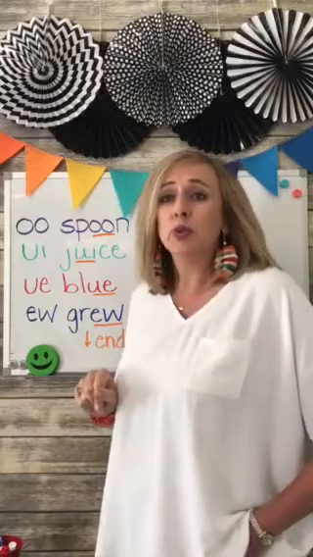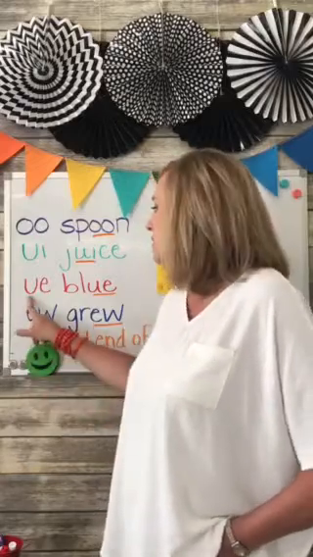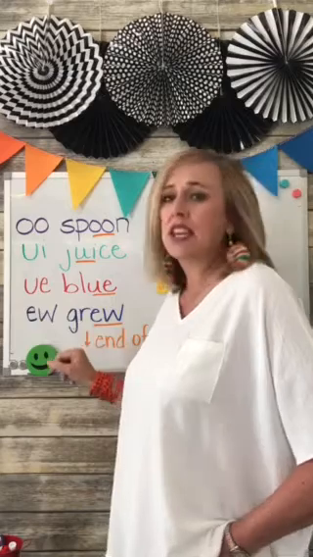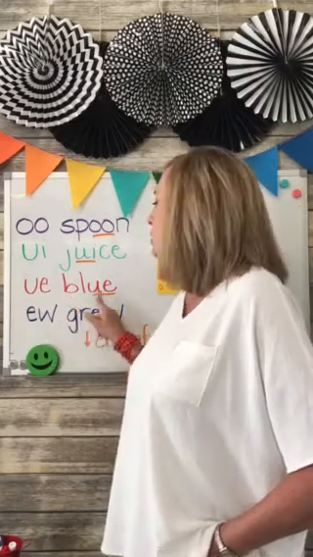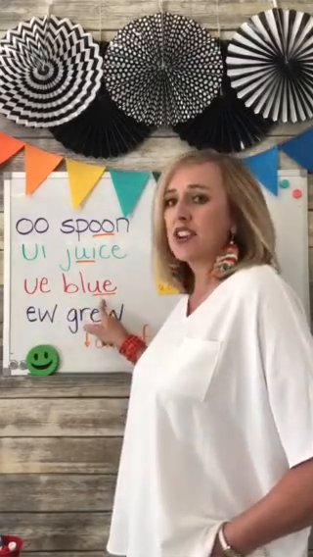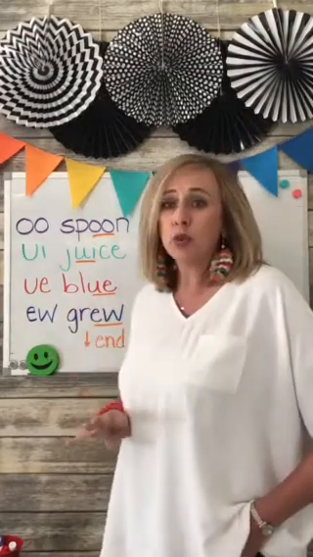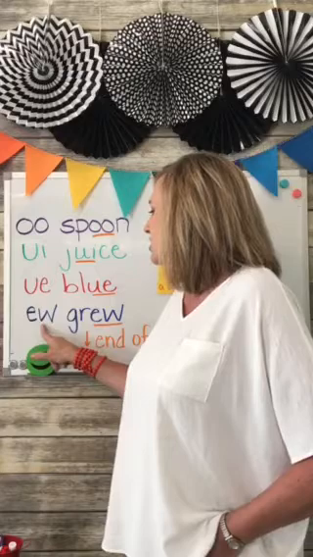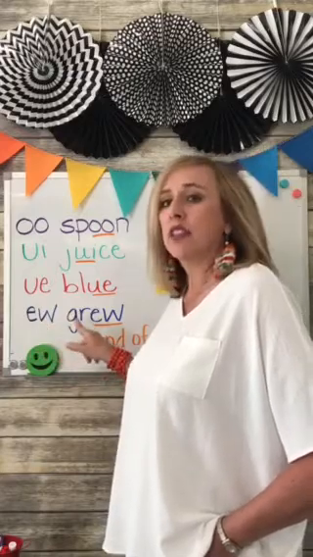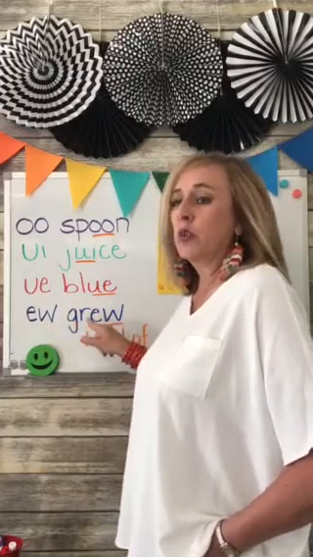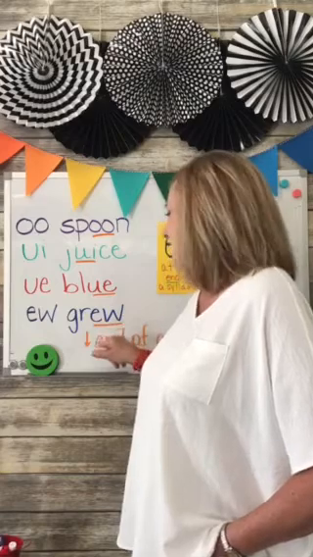Another way to make the ooh sound is with the vowel team U-E, like we hear in the color word blue. We use ooh here at the end. And a 4th way to make that ooh sound is with E-W, like we hear in the word grew. We hear ooh at the end.